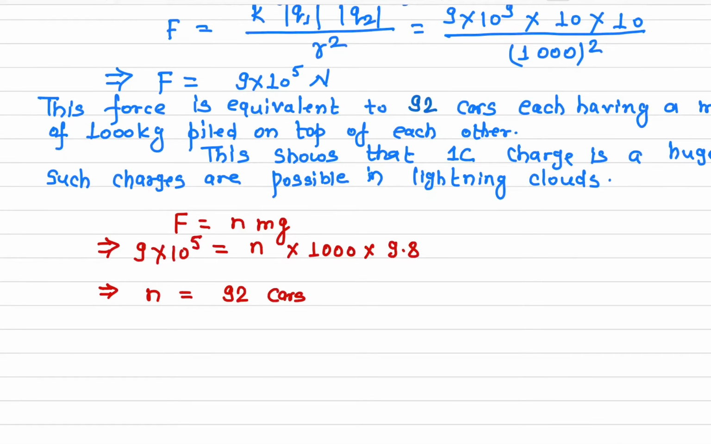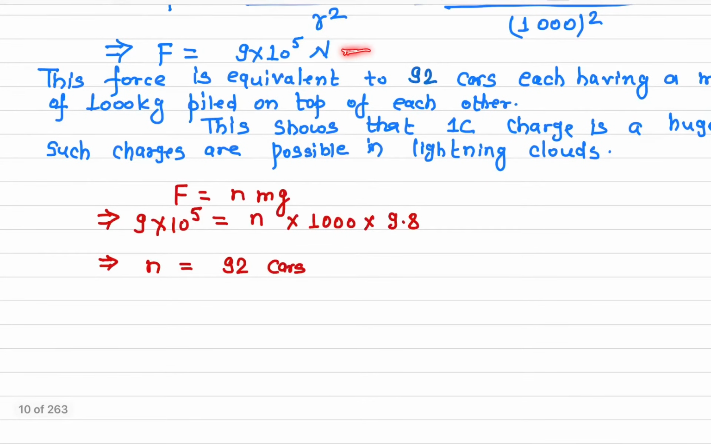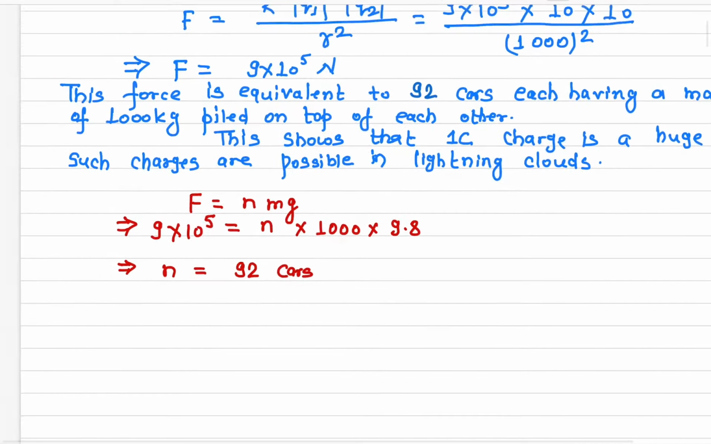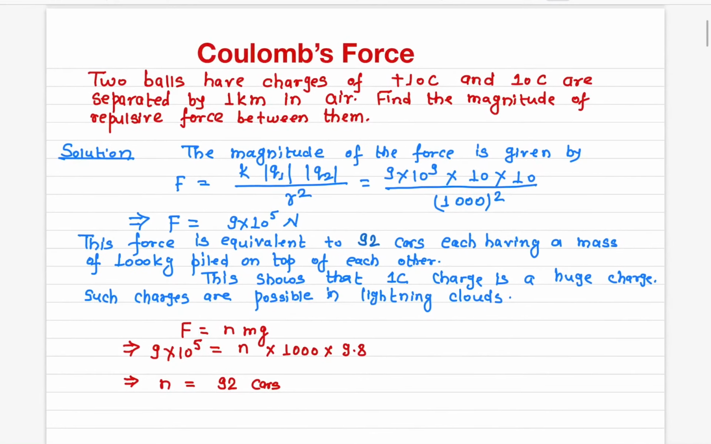Okay, if you need to understand how I get the 92 cars, let's say the mass of each car is 1000 kilogram. G value is 9.8, and here I'm solving for N, the number of cars. If you solve it, you'll get 92. So this force is equivalent to 92 cars, and the mass of each car is 1000 kilogram. So this is it for the Coulomb's force between the two charges.